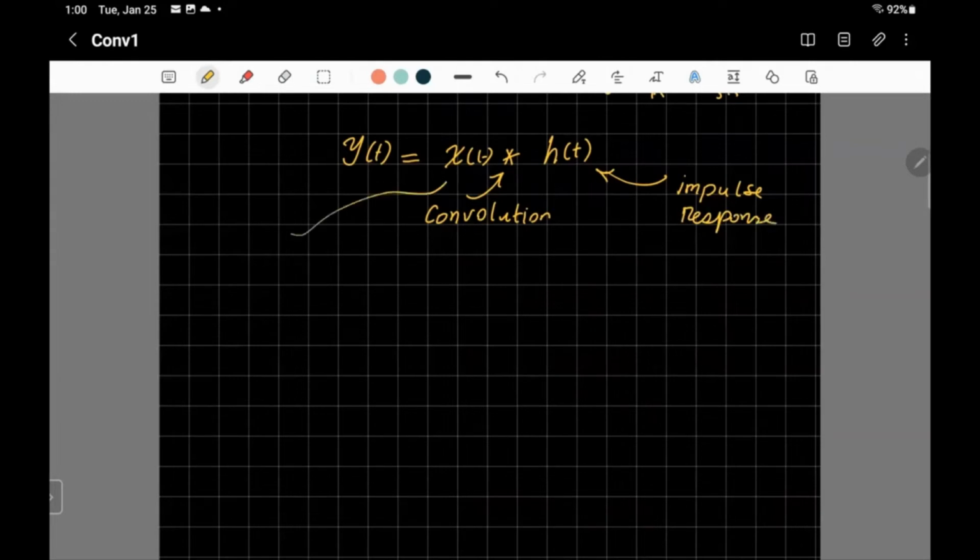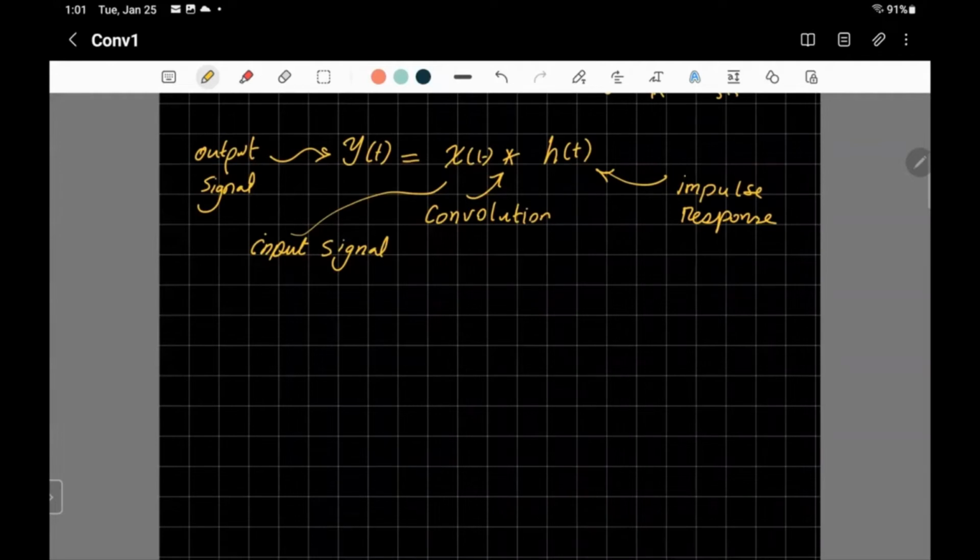And x of t is the input signal, and y of t is the output signal. The question is, how can we find this output? Or what does convolution mean for a continuous-time signal? How do we do the integral?